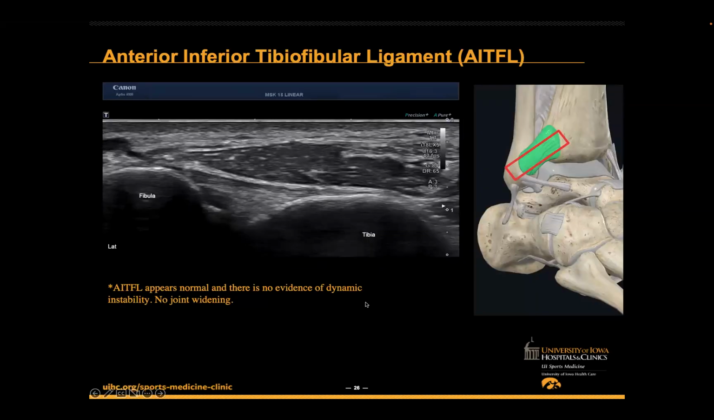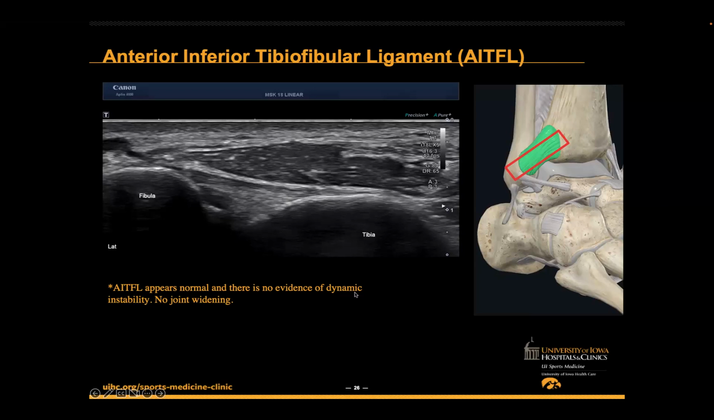Next, we'll look at the anterior inferior tibiofibular ligament, or the AITFL. This is probably easiest to find if you orient off of the ATFL and then rotate the distal end of the transducer cephalad, so the talus will drop off here, and then you'll encounter the bony cortex of the tibia, and then you'll see the ligament, the AITFL, spanning across those two structures.